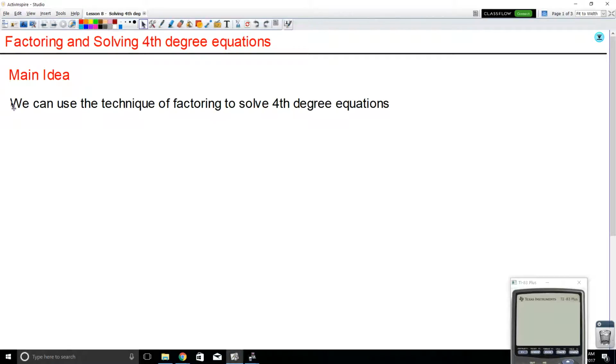All right. So today we are going to see factoring and how we can solve fourth degree equations using the technique of factoring. The main idea here is that we can use factoring to solve a fourth degree equation. Factoring is nothing more than a technique that we use to rewrite equations. We're going to try to rewrite a fourth degree equation into something simpler, and then we're going to solve that simple equation.